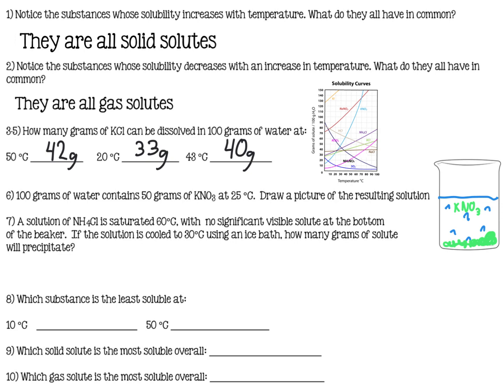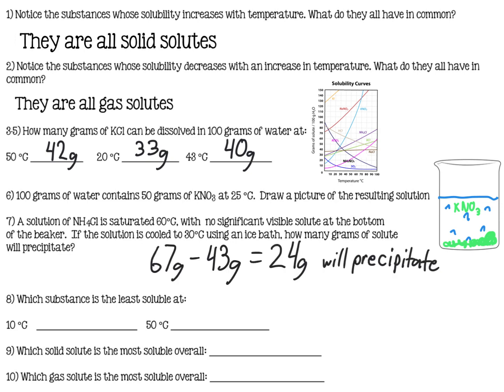A solution of NH4Cl is saturated at 60 degrees Celsius with no significant visible solute at the bottom of the beaker. If the solution is cooled to 30 degrees Celsius using an ice bath, how many grams of solute will precipitate? Well, first we need to identify NH4Cl is this purple line. At 60 degrees Celsius, that would be about 67 grams of solute. And then at 30 degrees Celsius, that would be about 43 grams of solute. That means that 67 grams minus 43 grams will give you 24 grams of precipitate.